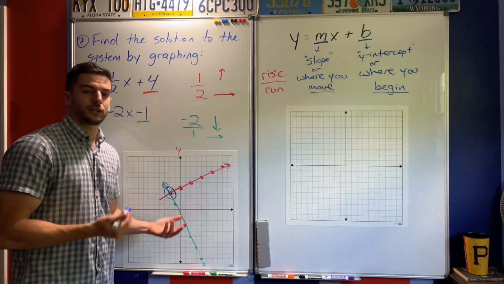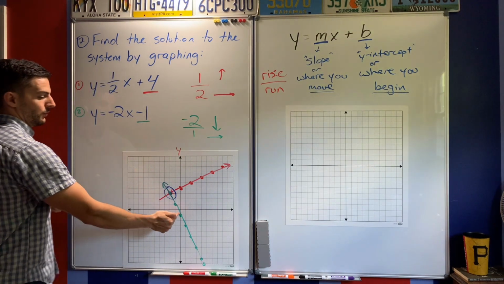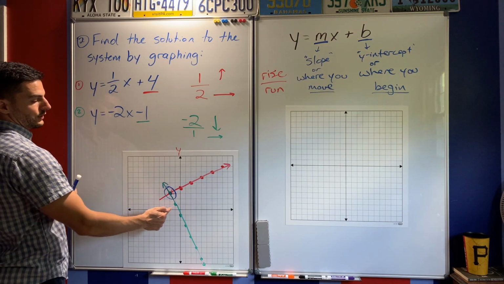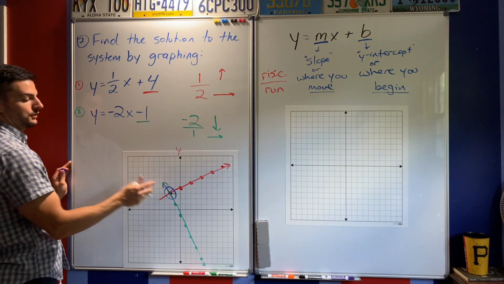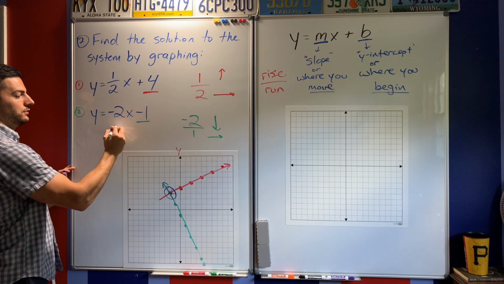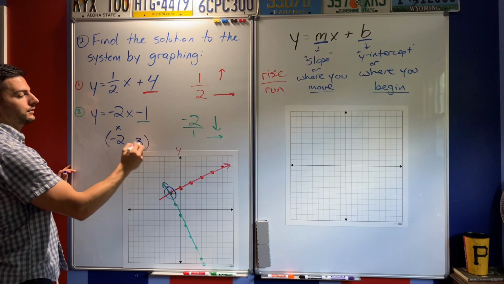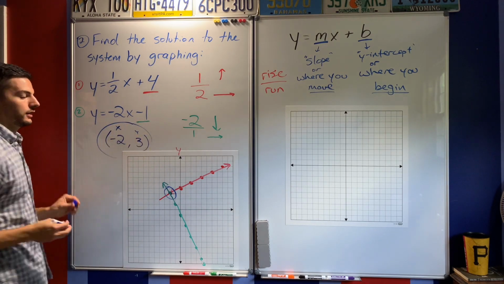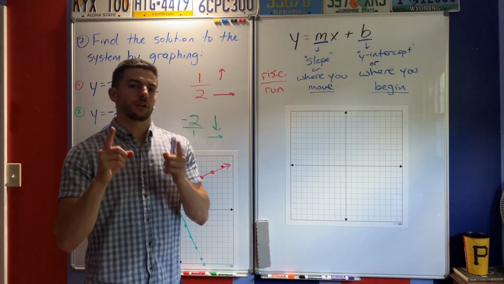And so what are the coordinates of that point? That would be the answer. It would be when x is negative 2 and y is positive 3. So when x is negative 2, y is positive 3, that is my solution. That's where these lines cross each other.